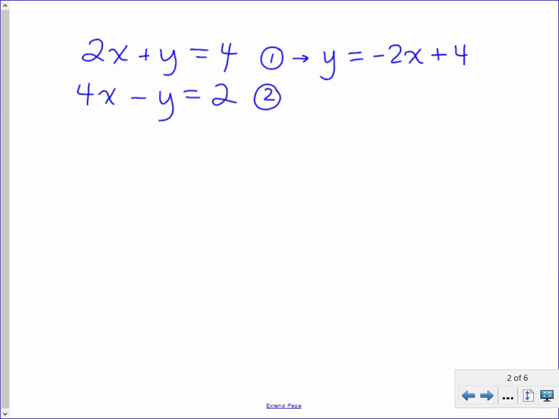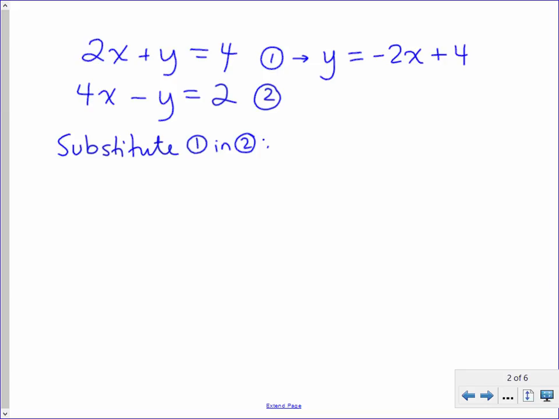And none of you should be writing this in right now because I'm using the substitution method. Okay, so do not write. Okay, so substitute. Now, which equation are you going? Which one's going into which one? So is it 1 and 2 or 2 and 1? 1 is the one you rearrange that's going into 2. So we substitute 1 into 2.